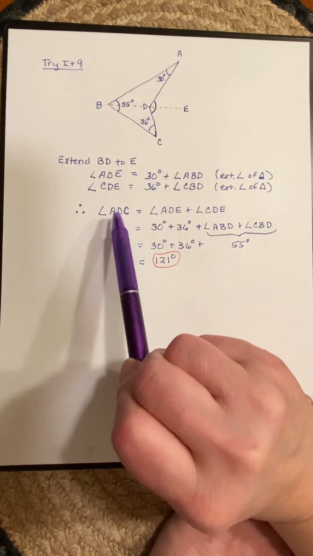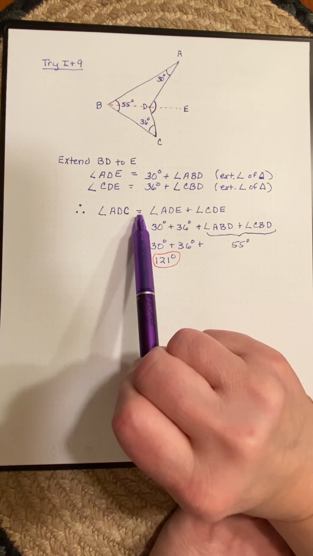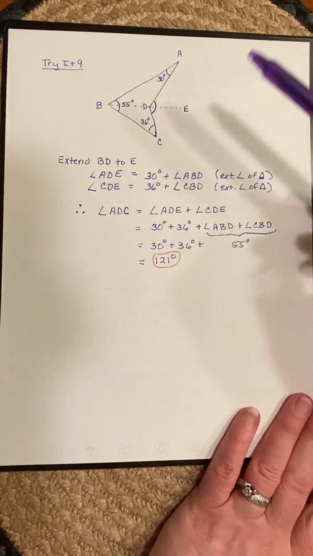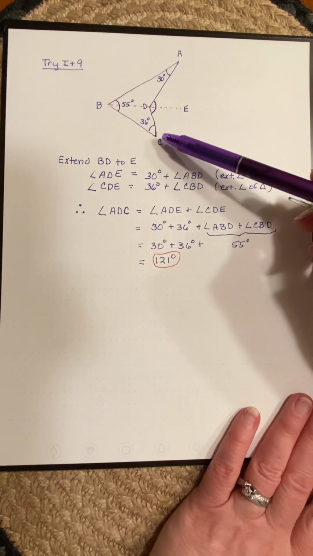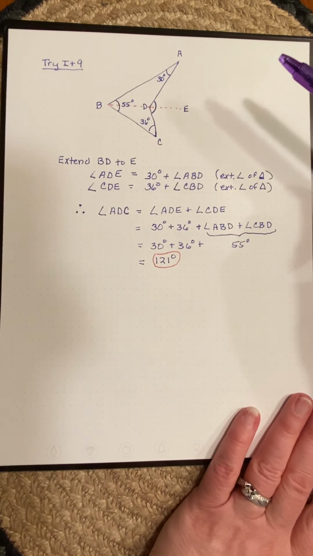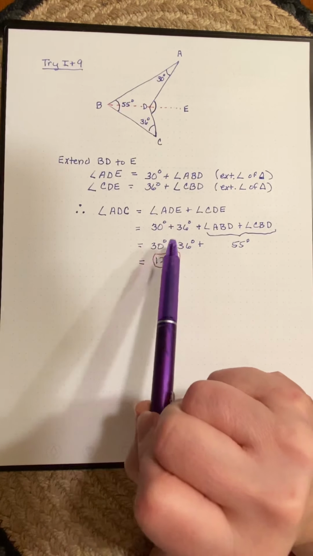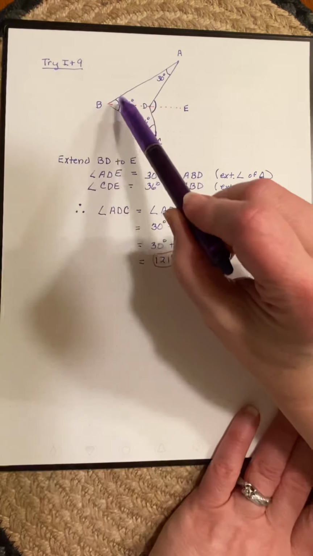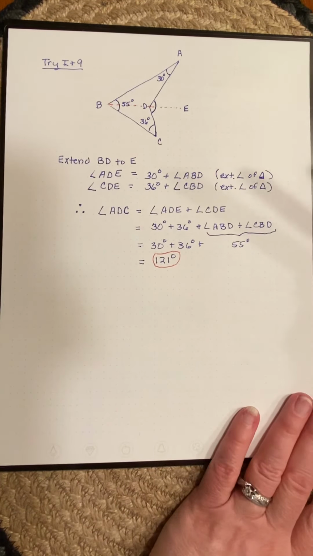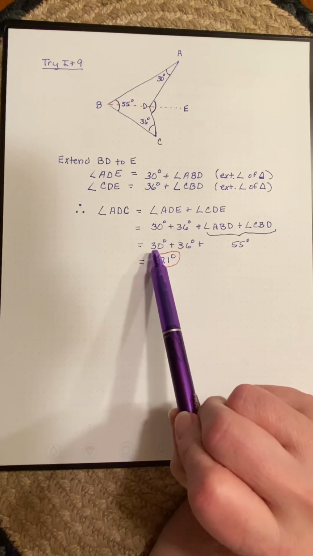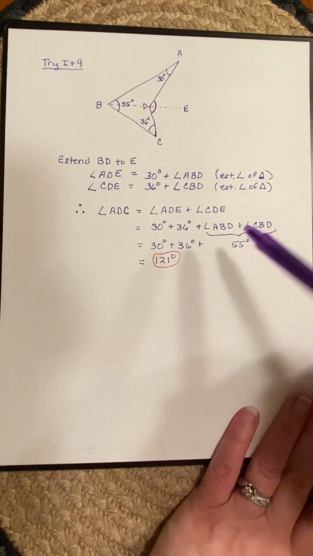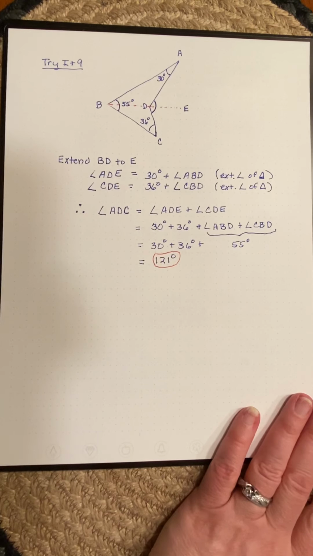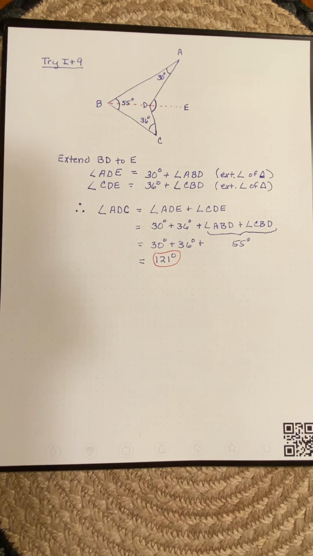Therefore, ADC, which is what we need, is going to be equal to ADE plus CDE. So eventually that's what's going to happen. Therefore, we're going to just add everything all together. So 30 degrees plus 36 degrees plus these two parts, which in reality just always total 55 degrees. So we have 30 plus 36 plus 55 is 121. Don't even have to figure out what part is what. We just have to add it in there. Okay, there you have it.